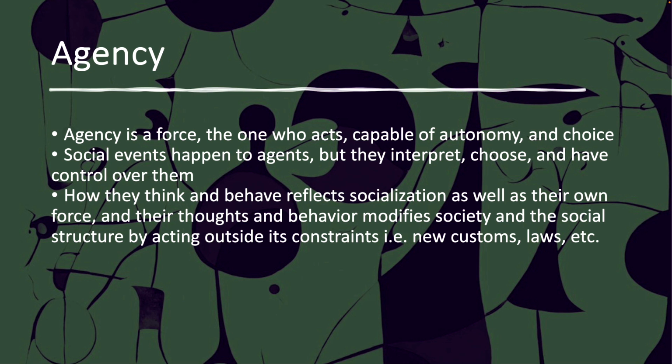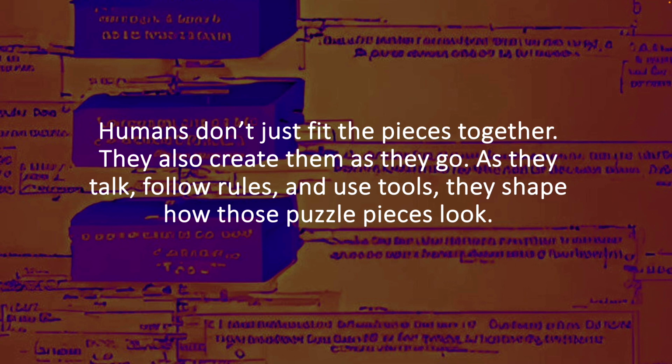They can both embody society through socialization, as well as have their own thoughts and behaviors, which ultimately will modify society and social structure. It will lead to behaviors that are outside the constraints of socialization, and it will develop new laws, customs, and so on. So we might say humans don't just fit the pieces together, but they also create them as they go. As they talk, follow rules, and use tools, they shape how those puzzle pieces look.